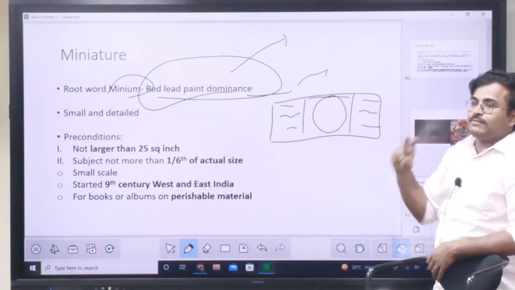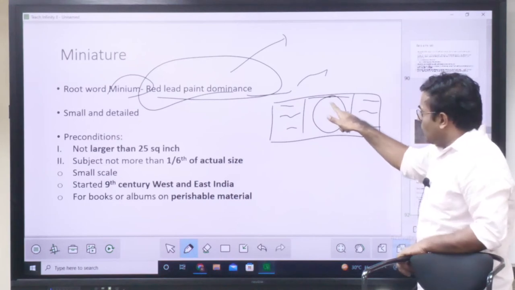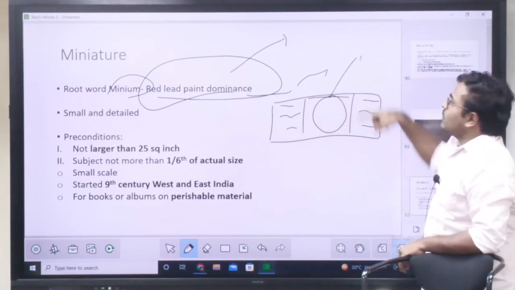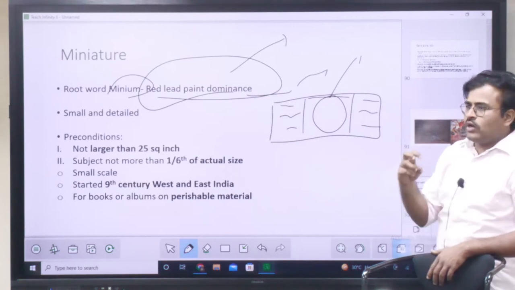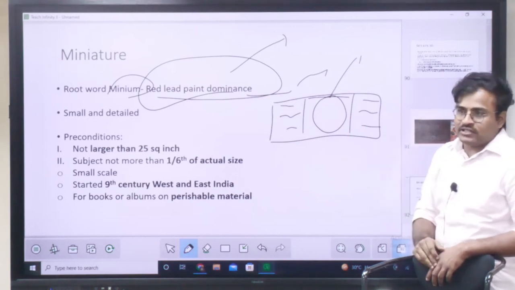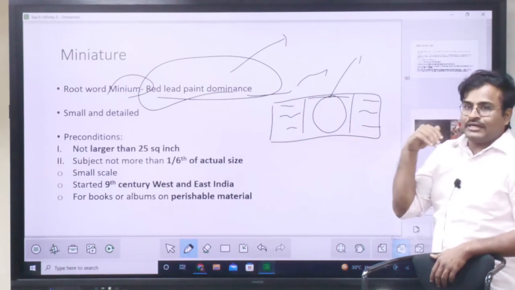That is the reason why it is known as miniature painting. Even though the image is small, in the small composition itself, they give a lot of emphasis to decoration and ornamentation. They show a lot of detailing in the small painting itself. Rather than large compositions, in the small paintings itself, there is a lot of decorative element.